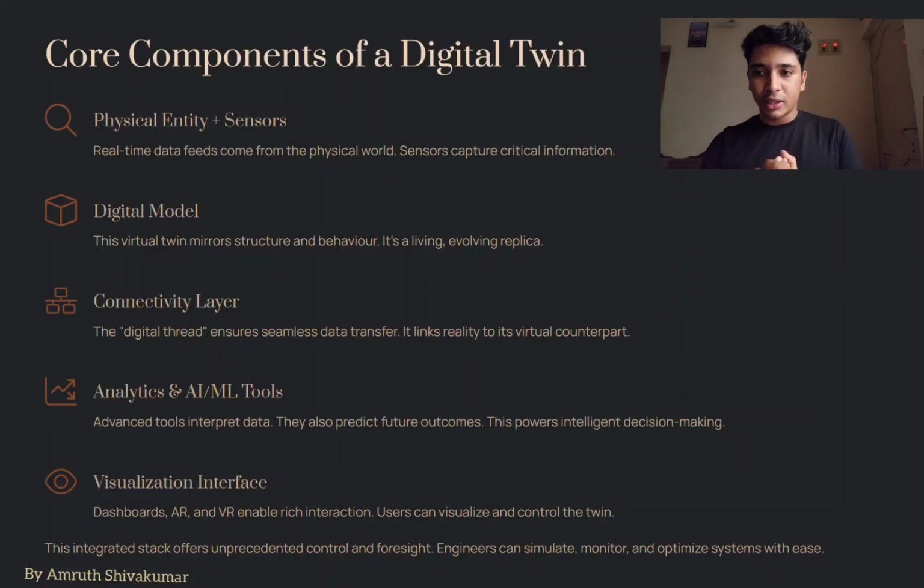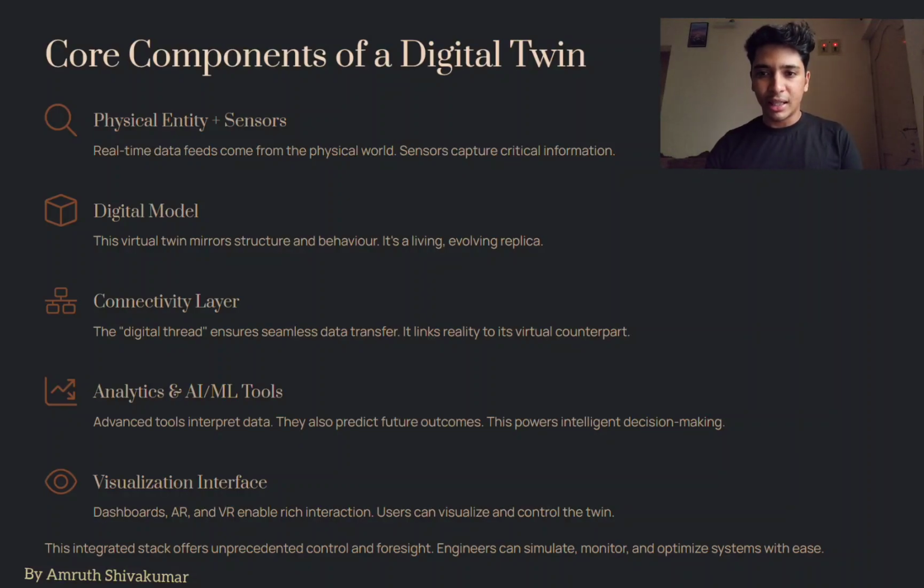First comes the physical entity. Any physical entity like a human or a machine or even a building for that matter can be connected with sensors that continuously collect the real-time data. This real-time data will be sent into a digital model which replicates and mirrors the real-world behaviors.